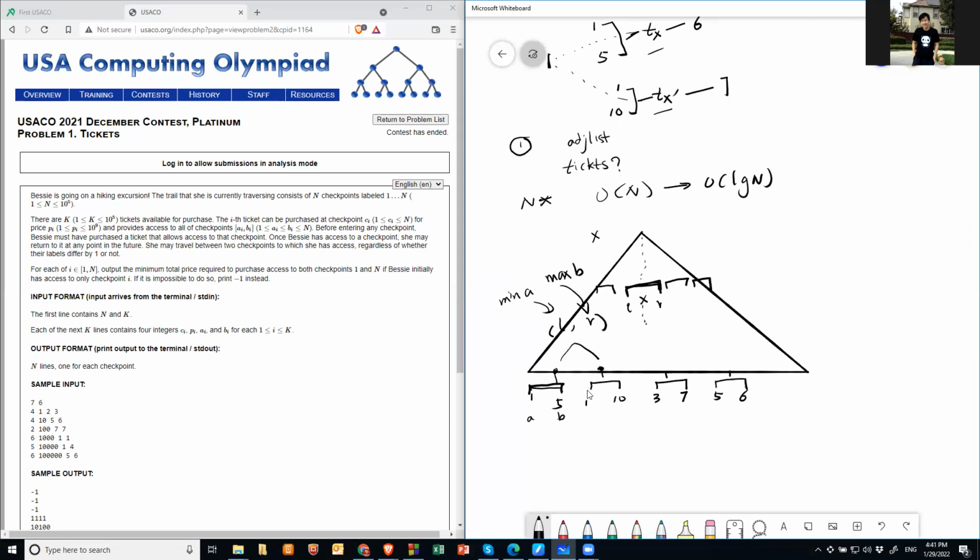So in this case, it's 1 and 10. In this case, for example, it's 3 and 7. Right? So then I can do this.